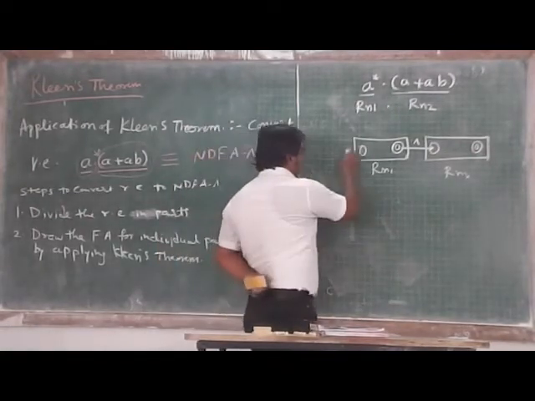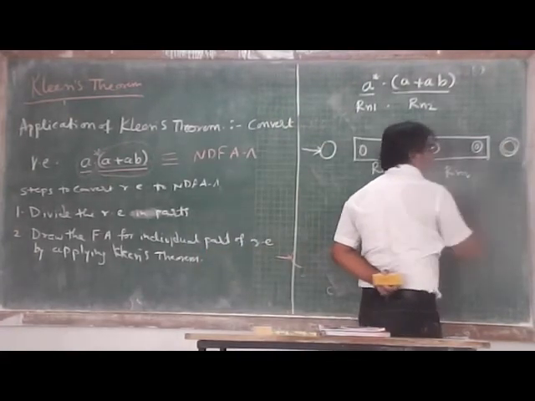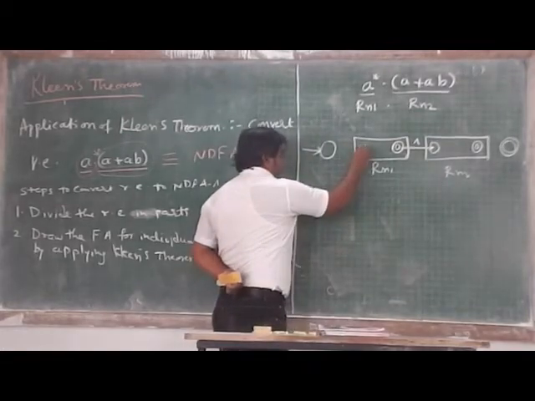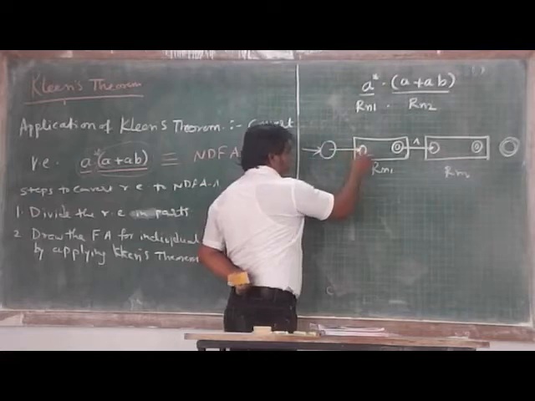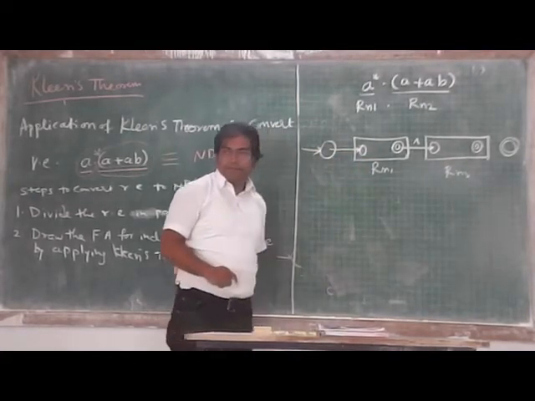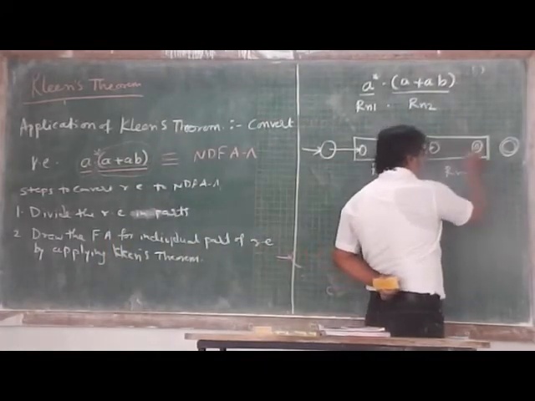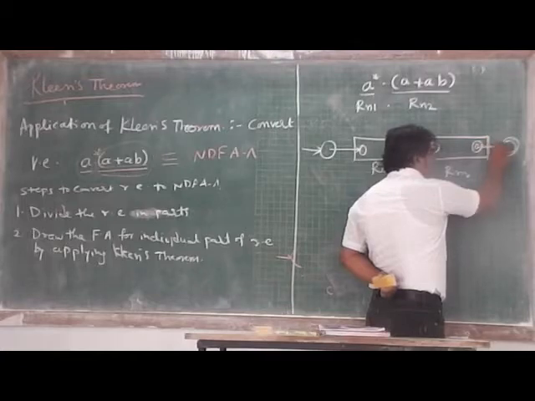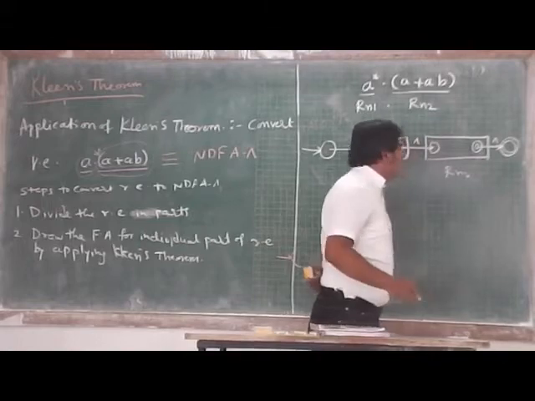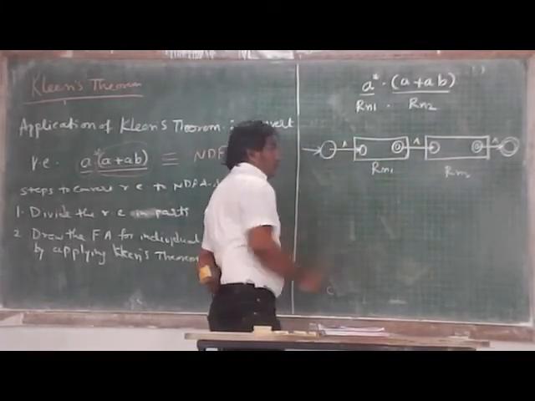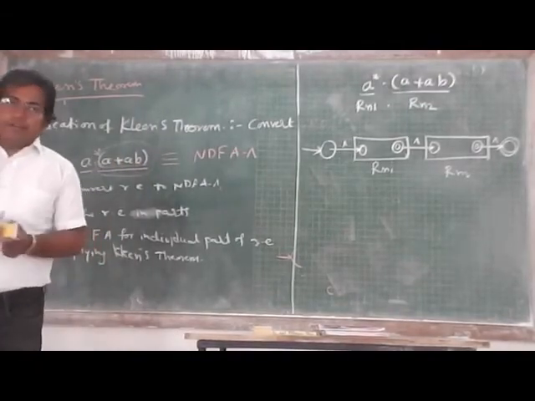Getting it? You introduce one start state and one final state, okay, and connect the newly introduced start state to the start state of Rn1. And the final state of Rn2 you connect with the newly introduced final state by null moves. So here also null. This is the way we connected two finite automata by the concatenation operator.